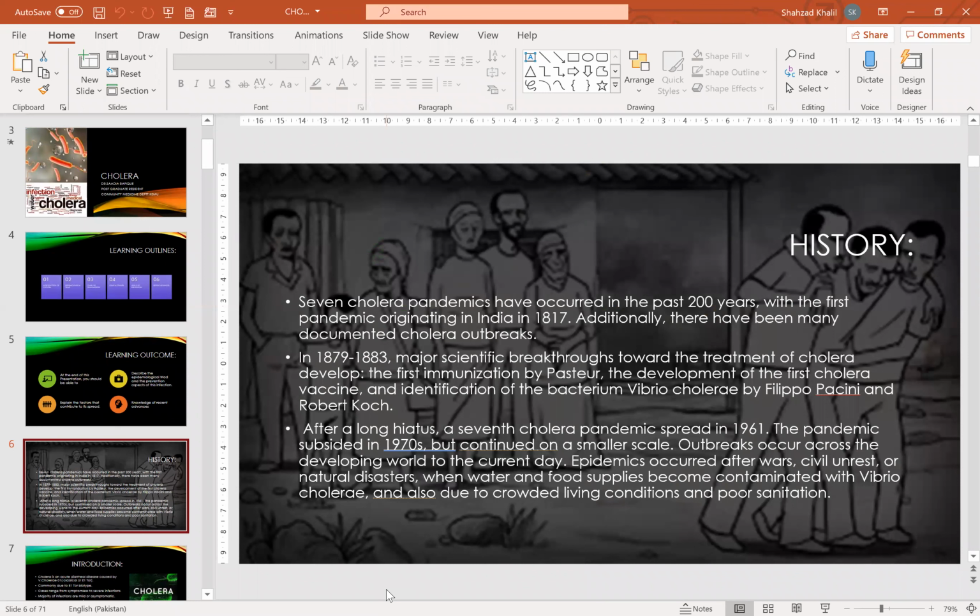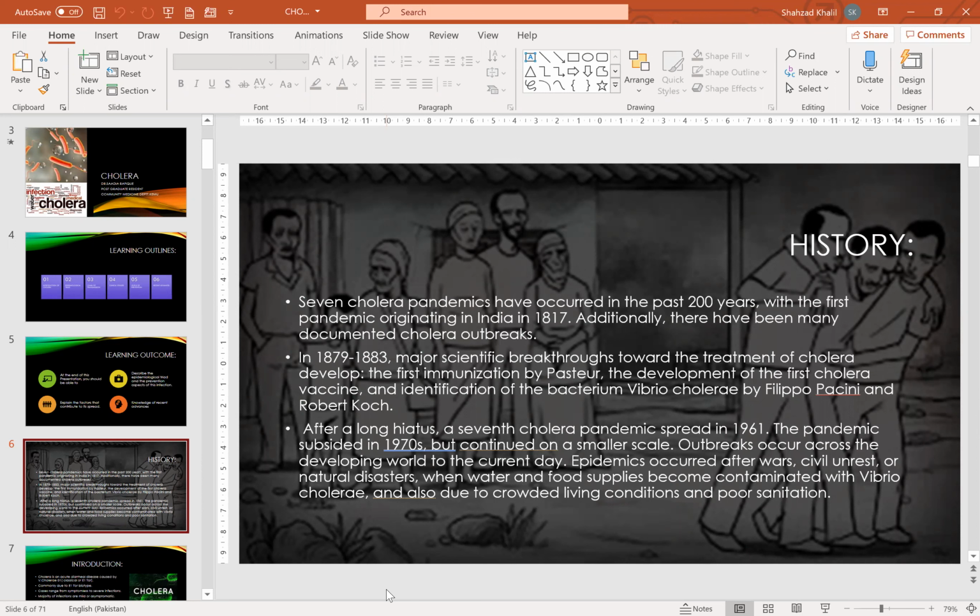History. Seven cholera pandemics have occurred in the past 200 years, with the first pandemic originating in India in 1817. Additionally, there have been many documented cholera outbreaks. In 1879 to 1883, major scientific breakthroughs towards the treatment of cholera developed: the first immunization by Pasteur, the development of the first cholera vaccine, and identification of the bacterium Vibrio cholerae by Filippo Pacini and Robert Koch.